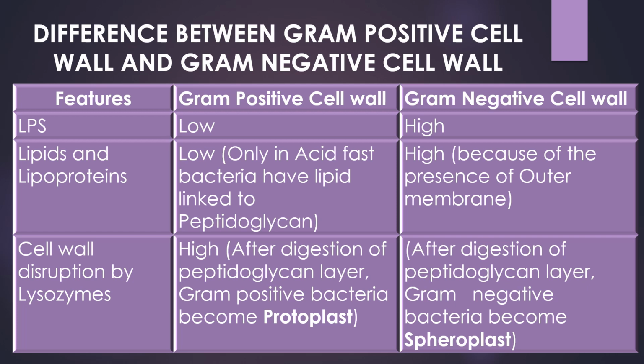The cell wall disruption by lysozyme is high in the gram-positive cell wall, and after digestion with lysozyme, the peptidoglycan layer of the gram-positive cell wall will be digested and it becomes a protoplast. Likewise, after digestion with lysozyme in the gram-negative cell wall, the layer will be digested and results in the formation of a spheroplast. The bacteria with protoplast and spheroplast are referred to as the L forms of bacteria.